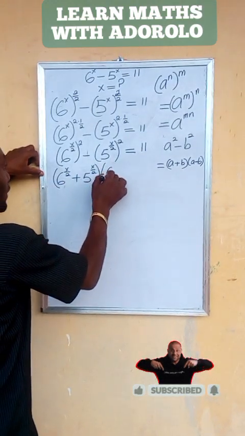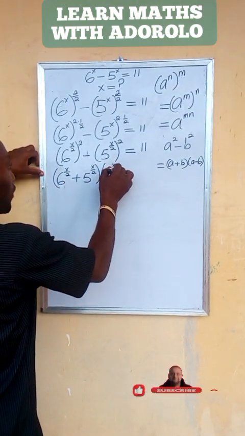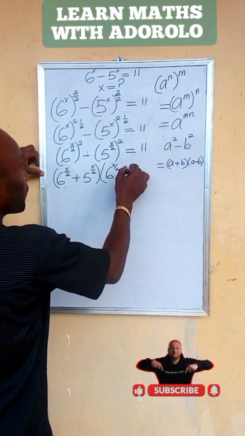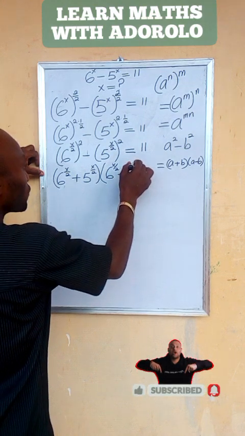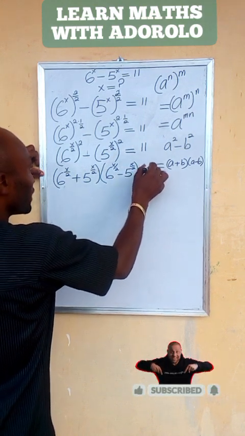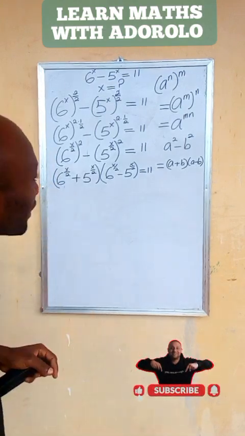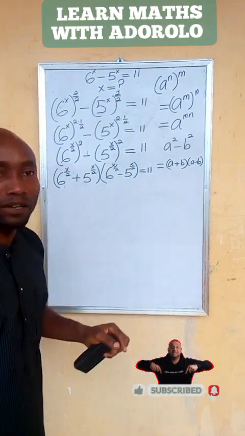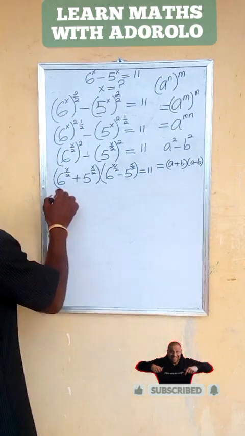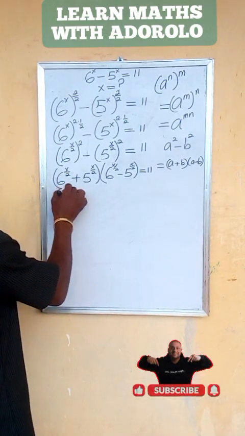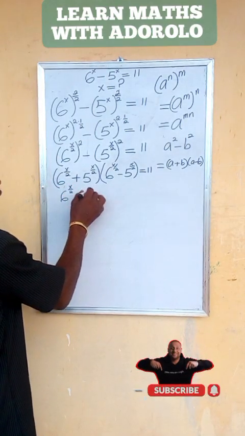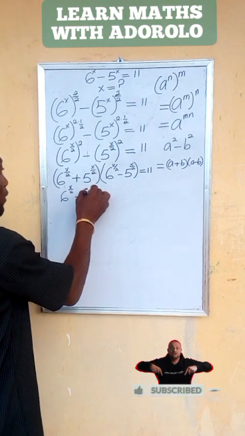We deal with that of negative: 6 to the power of x over 2 minus 5 to the power of x over 2 is equal to 11. 11 is an odd number. So I'm going to break that 11 as 1 times 11 or 11 times 1. So that we have 6 to the power of x over 2 plus 5 to the power of x over 2.